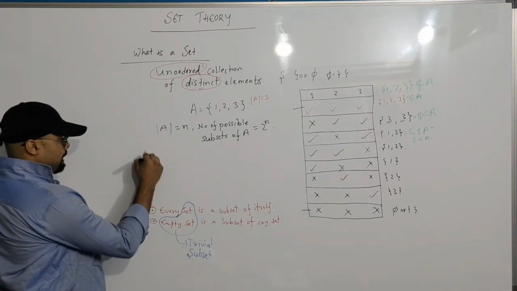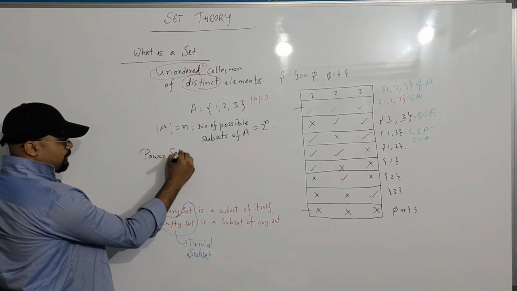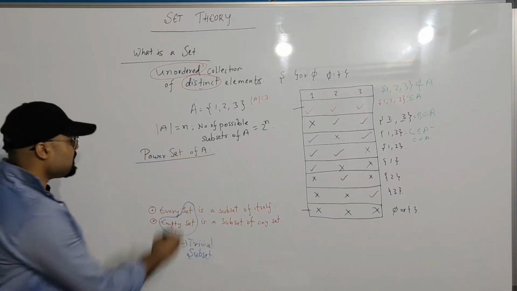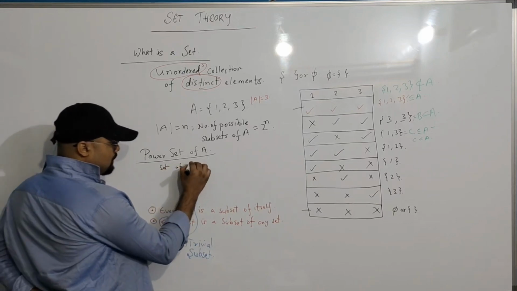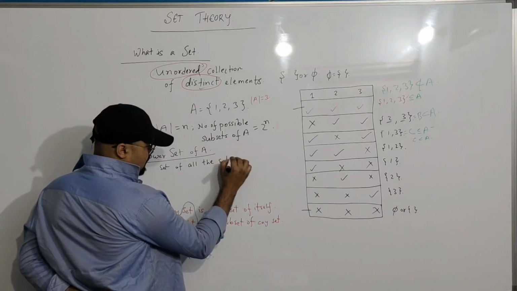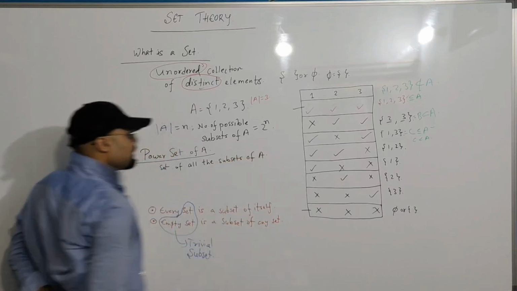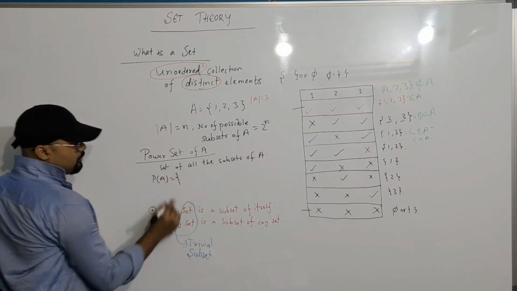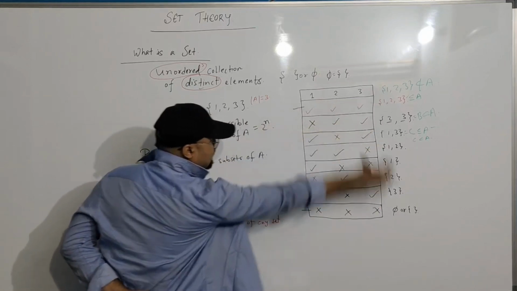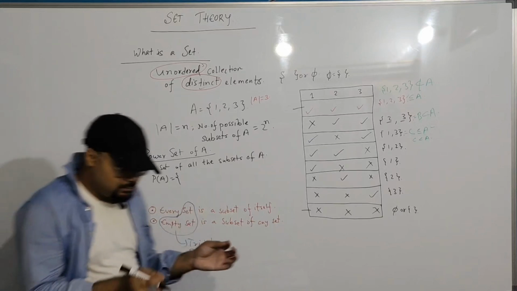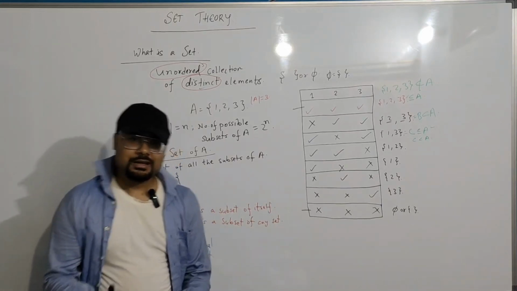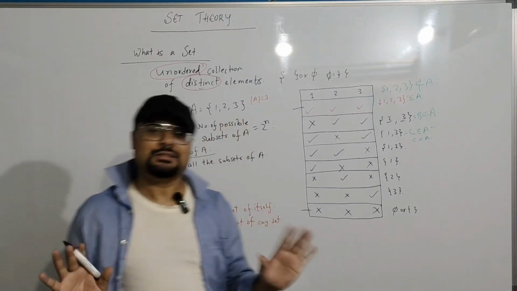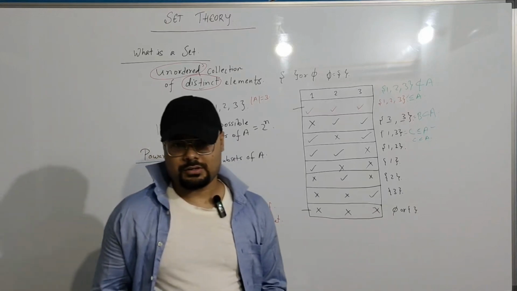What is the power set of A? A power set is a set of all the subsets of A. All the subsets of A. So the power set of A is going to be equal to all of this. In the power set, each element is a set. A set can have a set as an element. Of course, it has to be a distinct element. A set can have anything as its element.